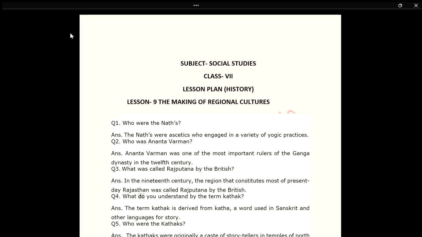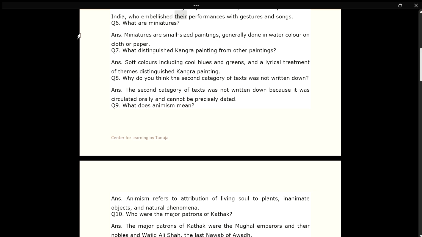Q4. What do you understand by the term Kathak? Ans. The term Kathak is derived from Katha, a word used in Sanskrit and other languages for story. Q5. Who were the Kathaks? Ans. The Kathaks were originally a caste of storytellers in temples of North India, who embellished their performances with gestures and songs.